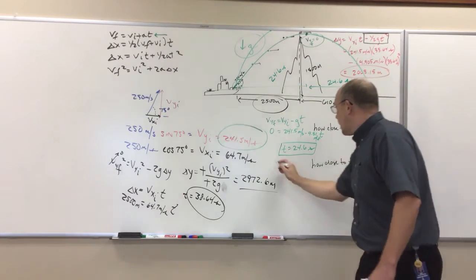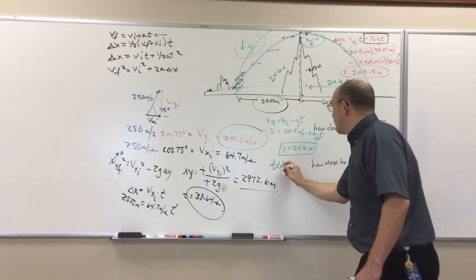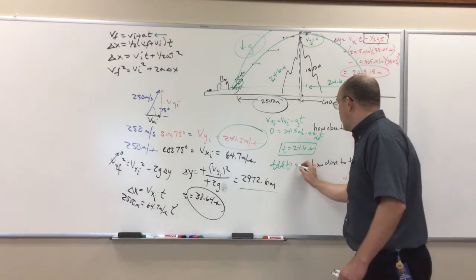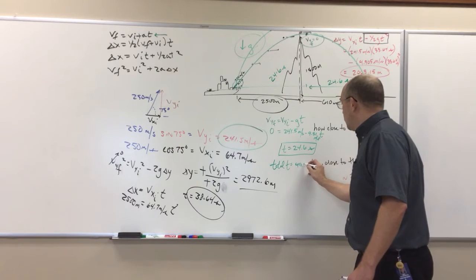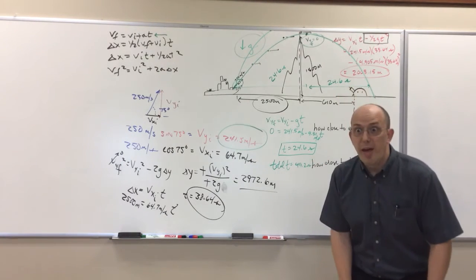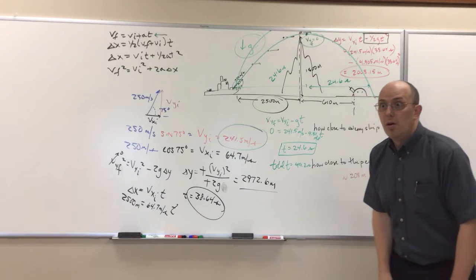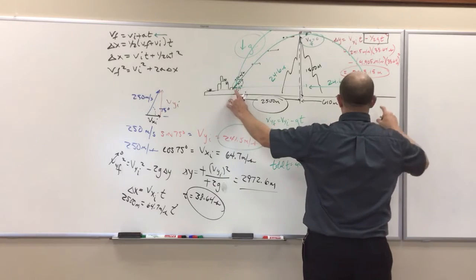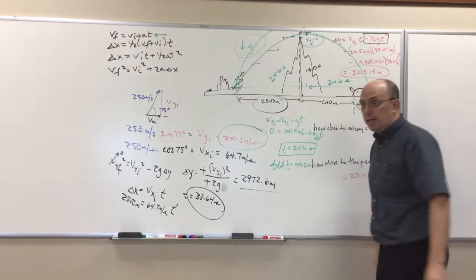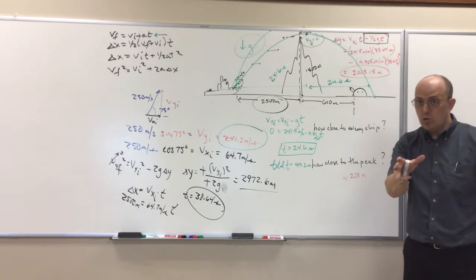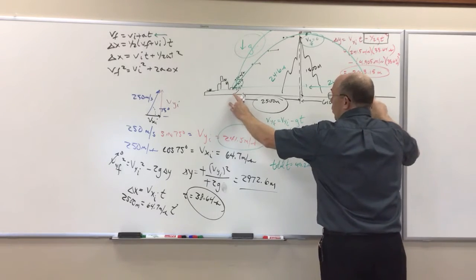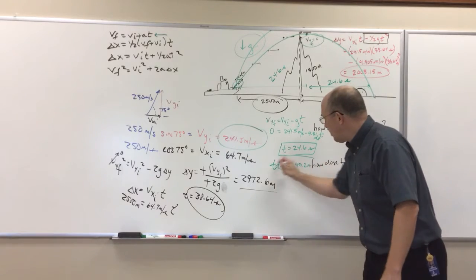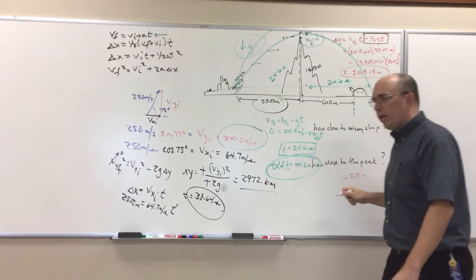And so then the total time is what? 49.2 seconds. What can I do with that now? If that's the total time in the air, and the projectile is starting and ending at the same height, we're assuming that because both are at sea level, okay? That's the total time in the air. Now I can find the total range.